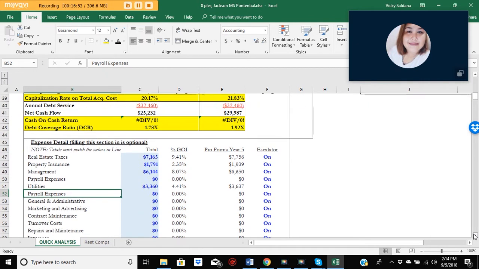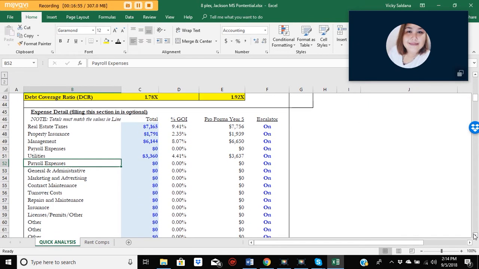The next thing, general administrative. I think this applies more if you have somebody sitting in the office, then you would have that. But again, we don't. We have a property manager. That's all on them.